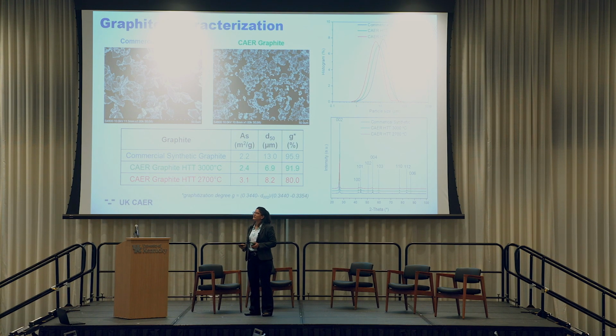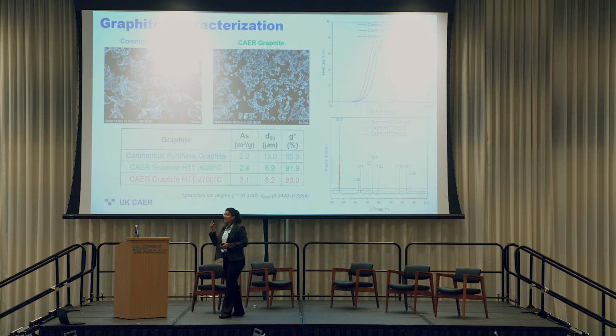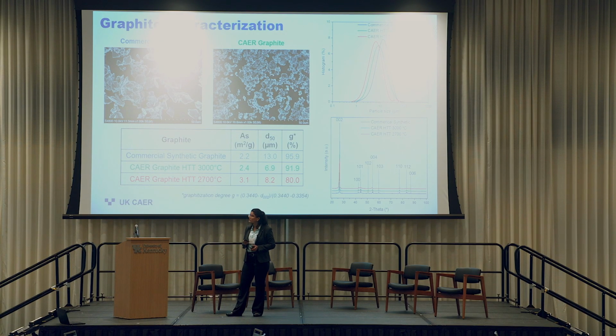So here you can see in this image that CaER graphite has smaller particle size as compared to the commercial graphite, and hence it has higher surface area. Those are the two properties right there. The particle size is also verified using the particle size distribution in a separate system.